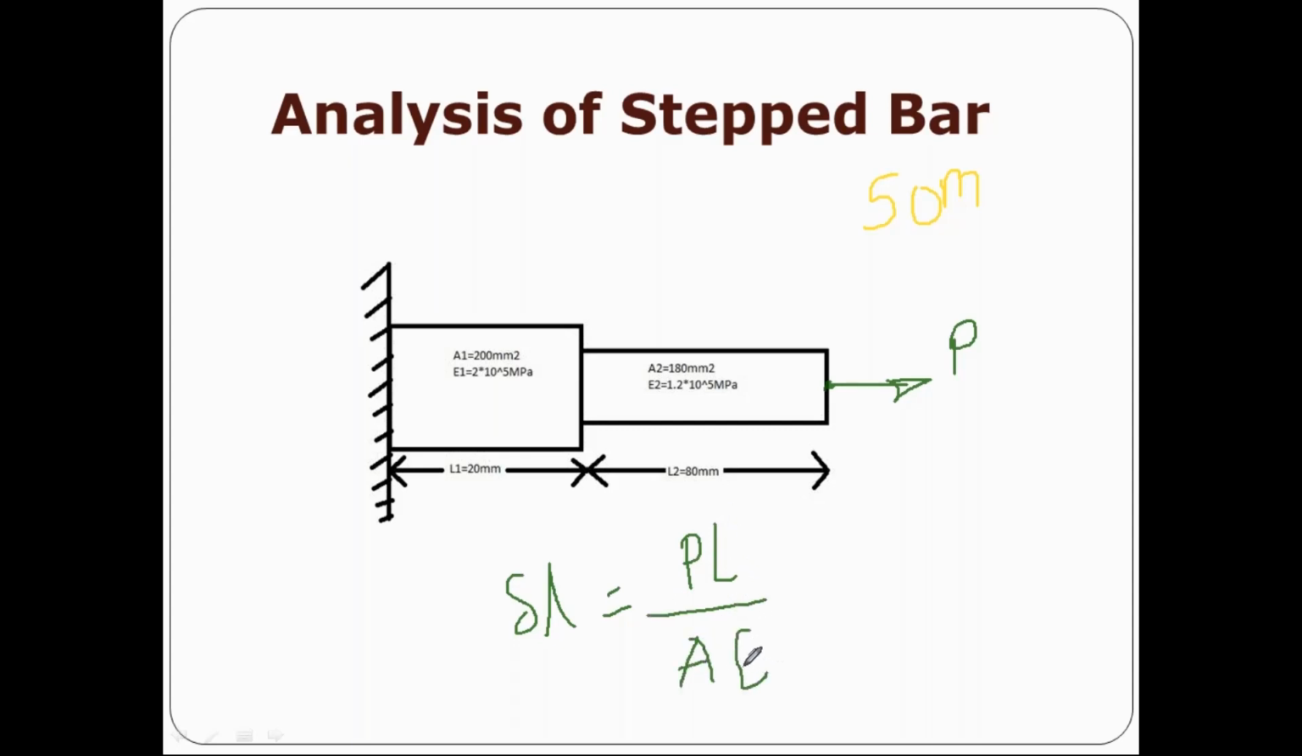So all things are known to you. P is the load applied, L the length of that bar, A the area of the cross section of this bar, and E is the Young's modulus. That is also given. So easily you can calculate delta L1, then delta L2, the change in length of the first bar, the change in length of the second bar, and then you can calculate the total change in length, in the direction of first and second.